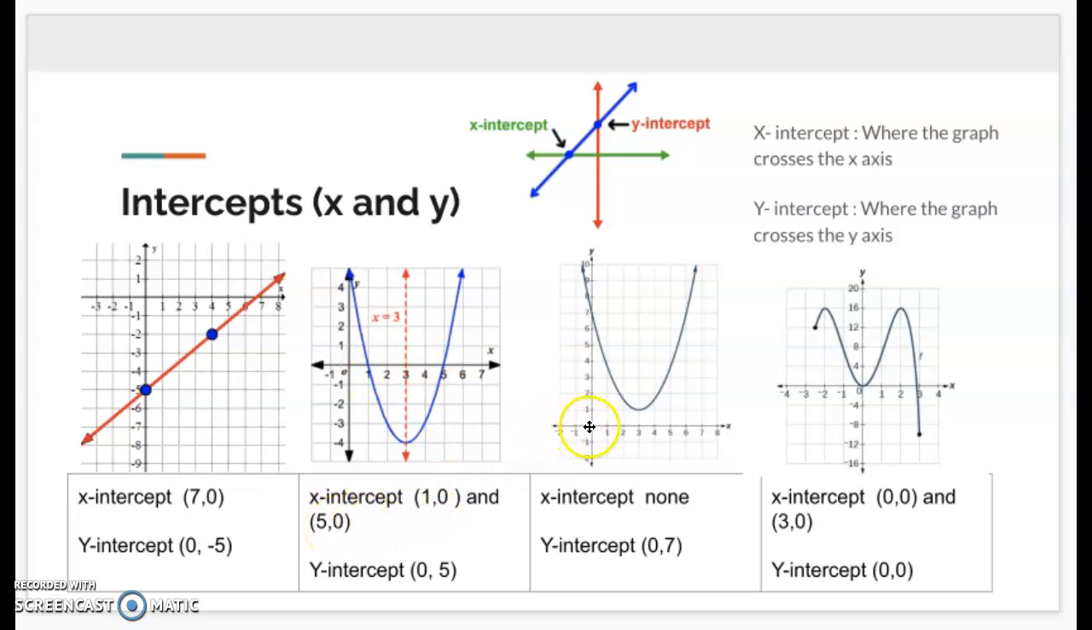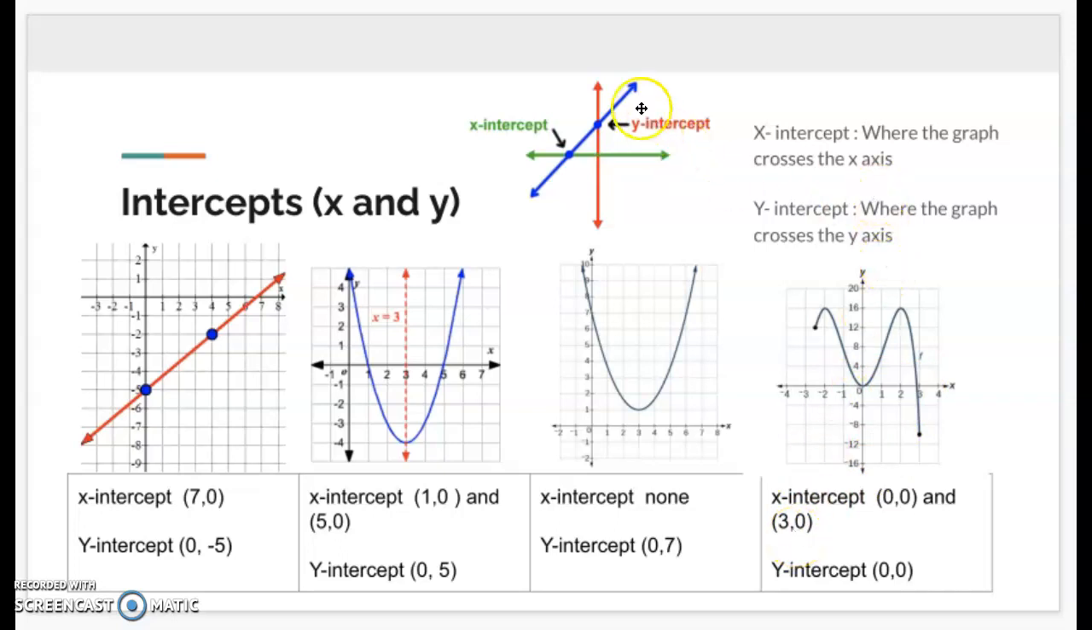Notice if I were to draw this green line right here, that graph is not even hitting that line, which means there would be none. And then last but not least, if I were to draw this green line right here, again it hits it right here at 0 and right here at 3. So I have 0 and 3.